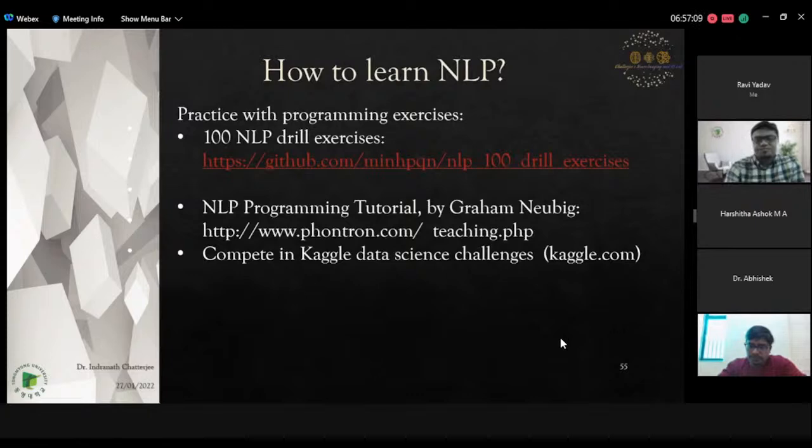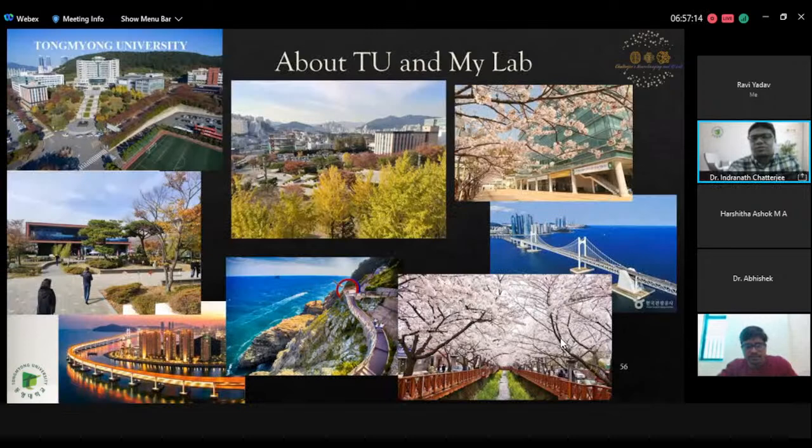So I finish now and I'll talk a little bit about my university. This is my university, Tongmyong University. It is based in the southeast part of South Korea. It's a very beautiful city of Busan with the edge of the Pacific Ocean and the mountains. And this is my university campus.